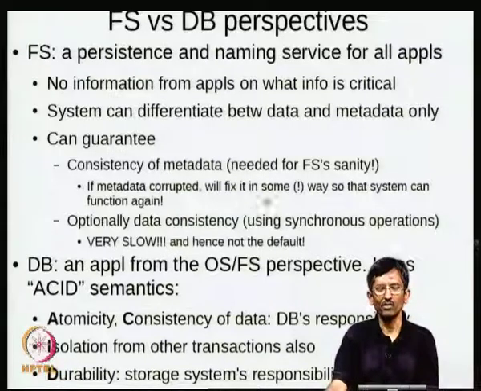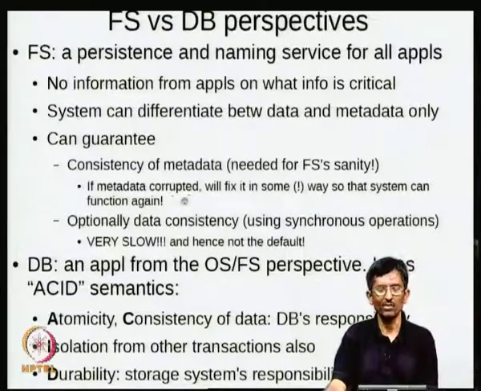Okay. I will fix it in some suitable way so that the system can function again. I want to make the system available. That is my perspective. Some of you might have used something called FSCK in older systems, and even if you have what are called journaling file systems, once in a while you have to do FSCK. It is still necessary.